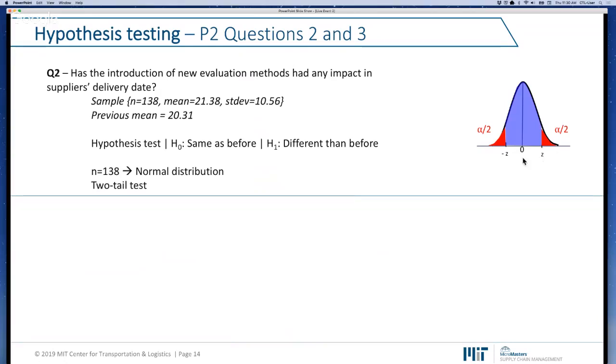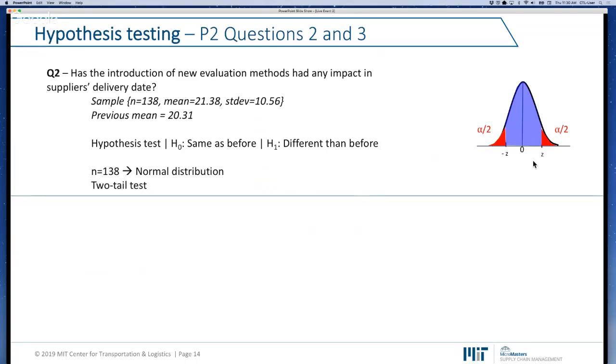We will use a normal distribution, because we can assume that due to the size of our sample, which is 138 observations, we can use a normal distribution.